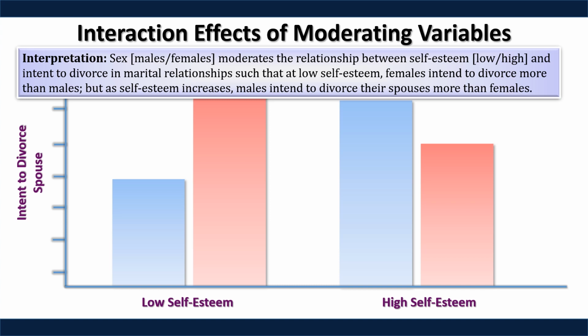The interpretation of this moderation is as such. Sex moderates the relationship between self-esteem and intent to divorce in marital relationships, such that at low self-esteem, females intend to divorce their spouses more than males. But this difference appears to flip at high levels of self-esteem, wherein males intend to divorce their spouses more than females. This is an example of an interaction effect.